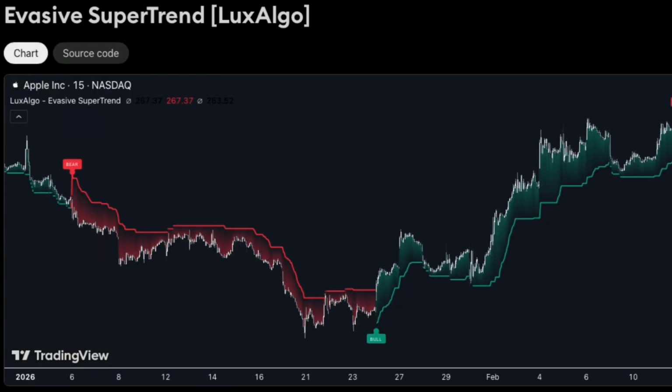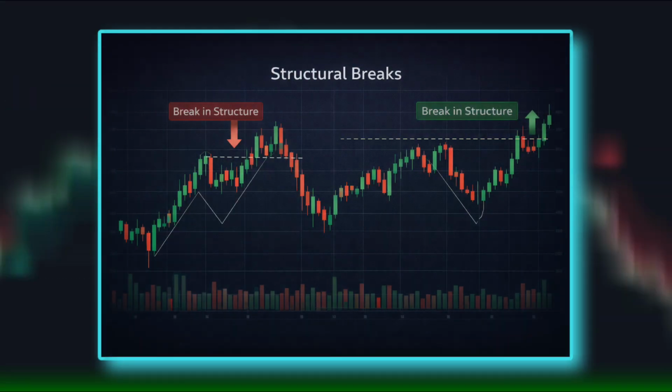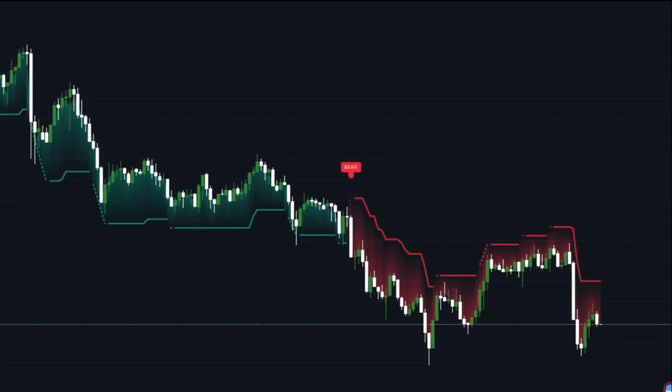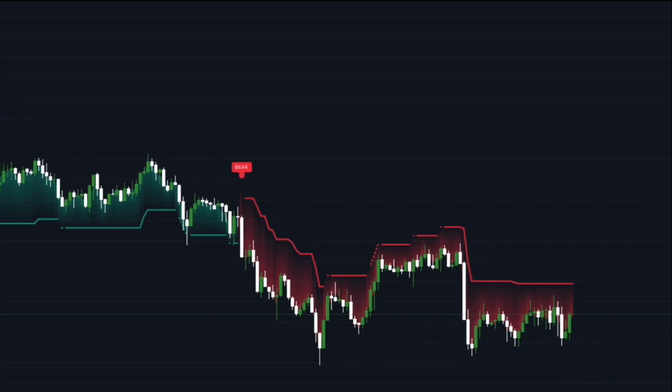Number 5, Evasive Supertrend by Lux Algo. Supertrend gets a stealth upgrade. Evasive logic ignores noise and focuses on structural breaks, not random tick swings. Best use case is to use it in choppy environments where traditional supertrend would chop you to bits. The evasive version filters the garbage.